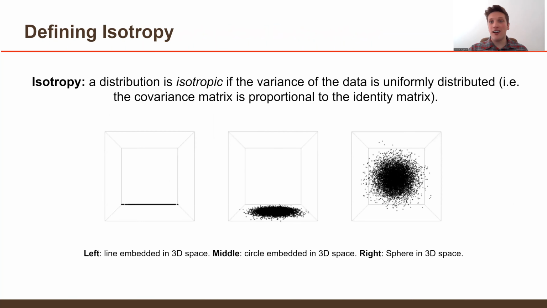Now, I can't give a talk on IsoScore and isotropy without defining what it means for a distribution to be isotropic. A distribution is isotropic if the variance in the data is uniformly distributed across all dimensions in space. And what this means in practice is that the covariance matrix is proportional to the identity matrix.